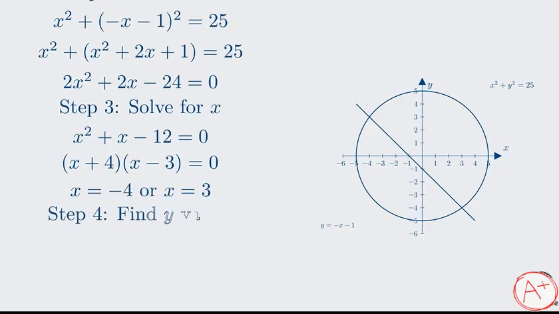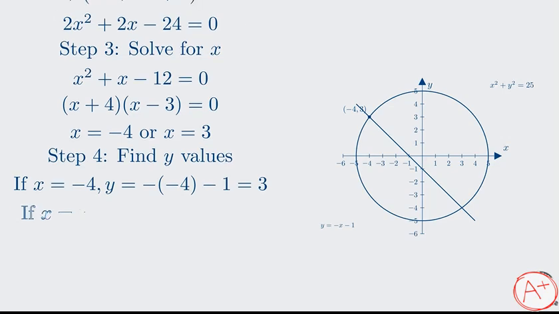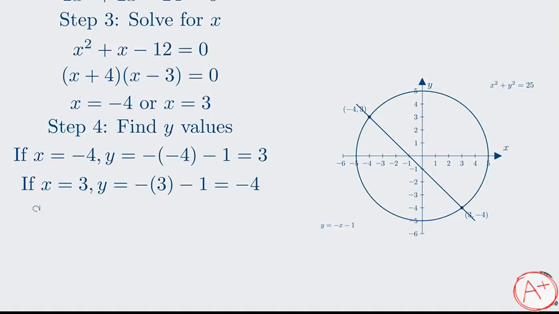Step 4. Find y values. If x = -4, y = 4 - 1, which is 3. If x = 3, y = -3 - 1, which is -4. Substituting these back into our rearranged linear equation, we get our two coordinate pairs. The line intersects the circle at these two distinct points, (-4, 3) and (3, -4).